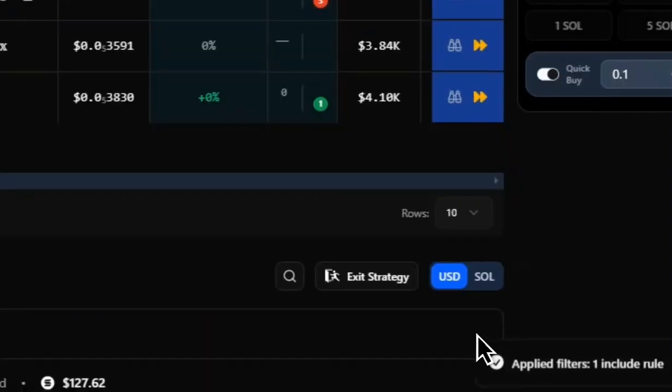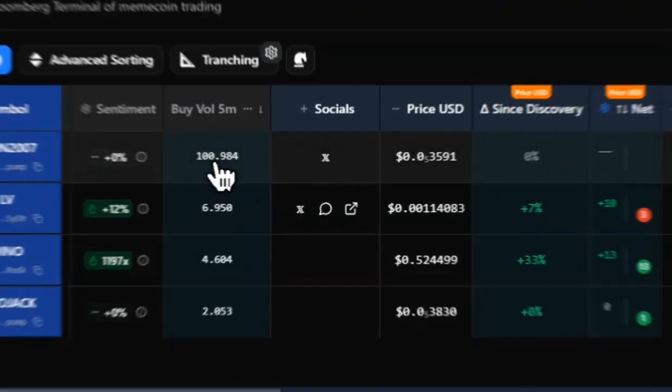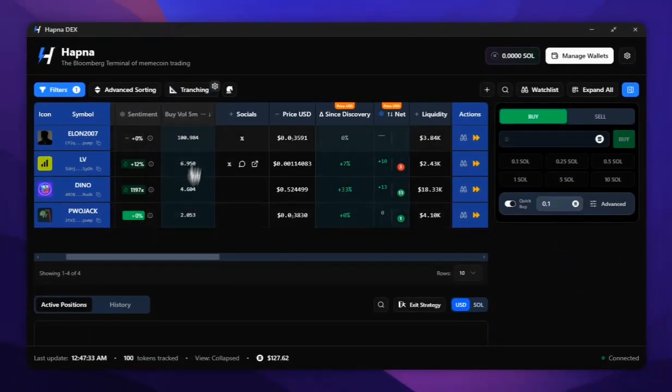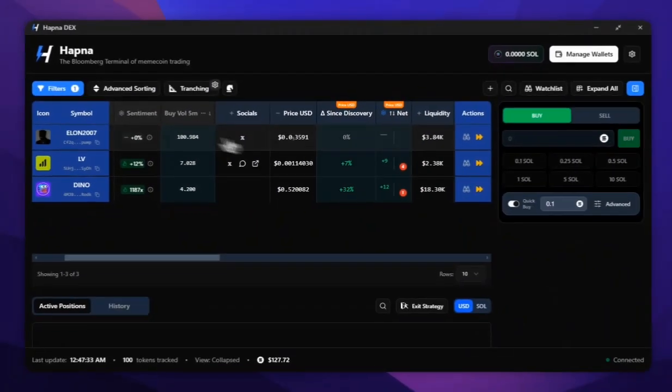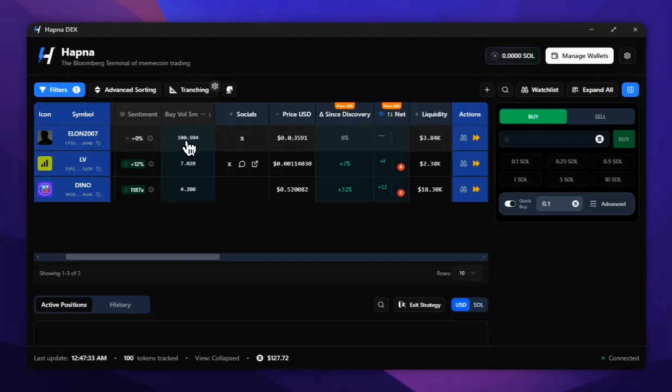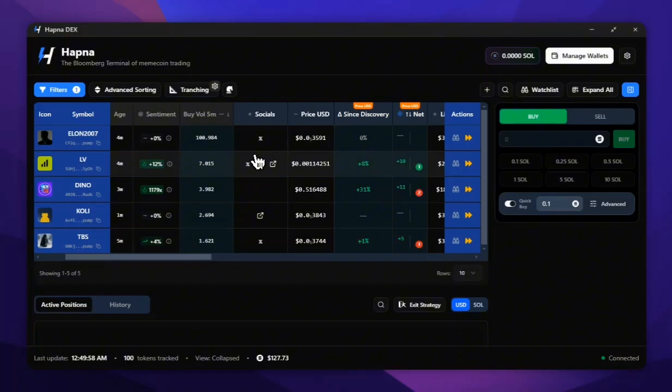So if I click here, there you go, we can see that we have, as of now, I think 4 meme coins that meet this criteria here of 1 point, what was it? It was 1.3 as of now. And we can see the ratio here is 100, 7, 4, 2. So you can play with these numbers as you see fit in your trading strategy.